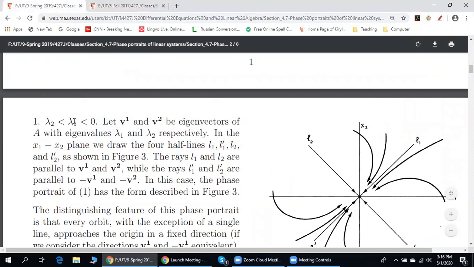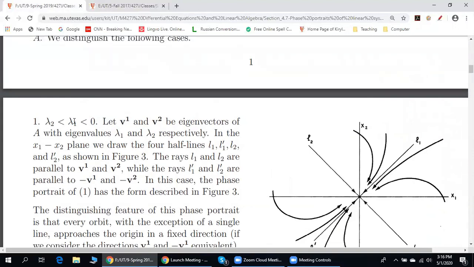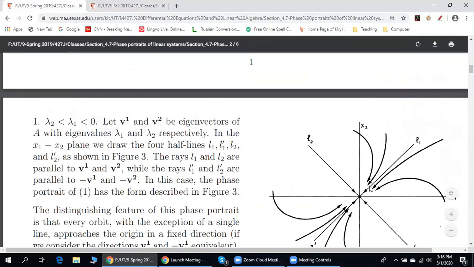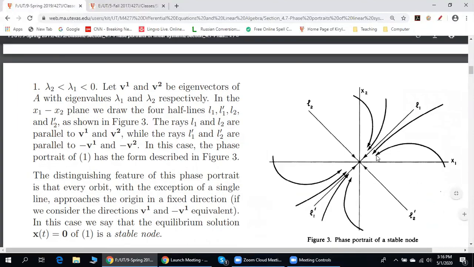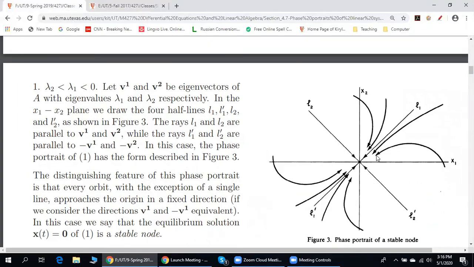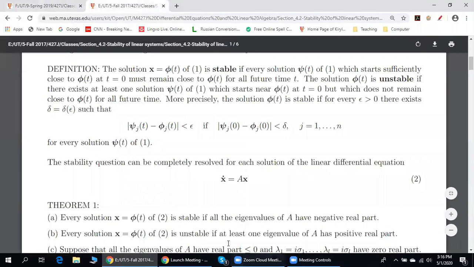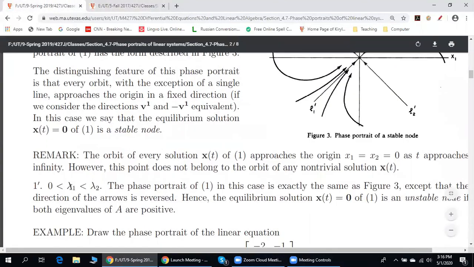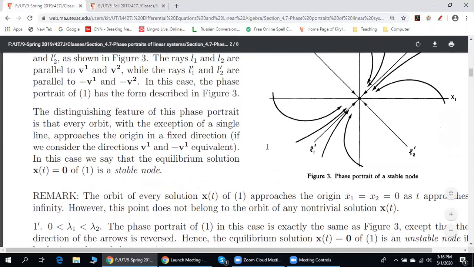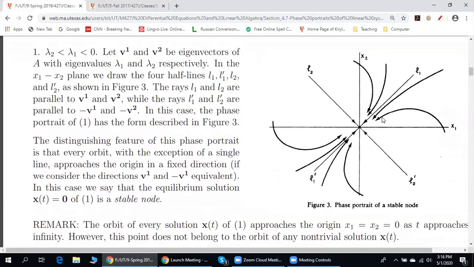If both eigenvalues are negative, all solutions are stable. Indeed, all curves converge to the origin. Number 2, if at least one eigenvalue is positive, in our case, both eigenvalues are positive, all arrows will point away from the origin, which means all solutions are unstable. Does this make sense? Yes.